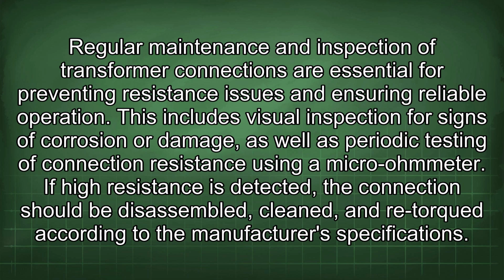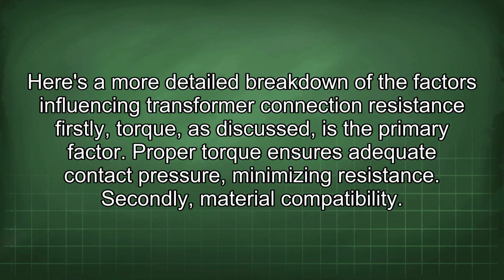This includes visual inspection for signs of corrosion or damage, as well as periodic testing of connection resistance using a micrometer. If high resistance is detected, the connection should be disassembled, cleaned, and retorqued according to the manufacturer's specifications. Here's a more detailed breakdown of the factors influencing transformer connection resistance.